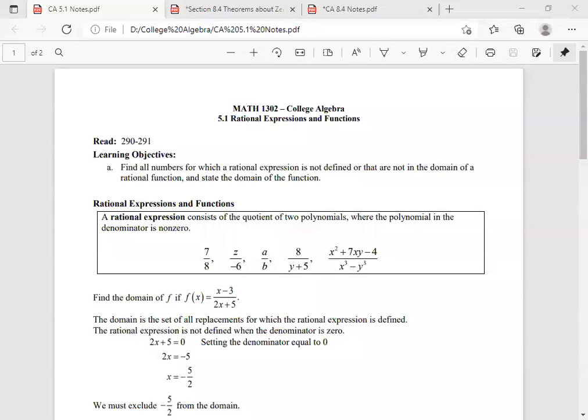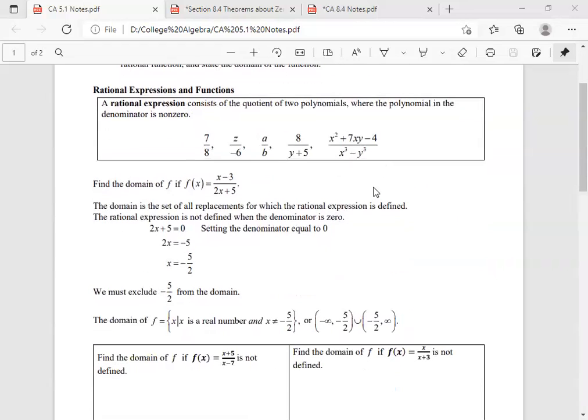Very front page of the packet, I said I stapled it in the wrong order. So it's only one page, 4 problems, 5.1. But we already know this stuff.